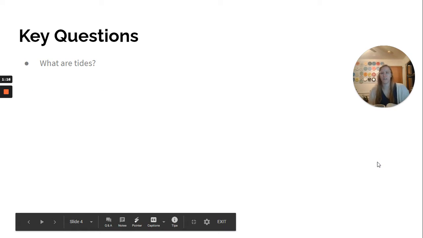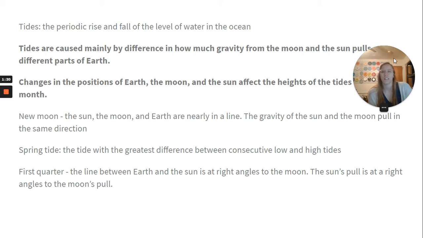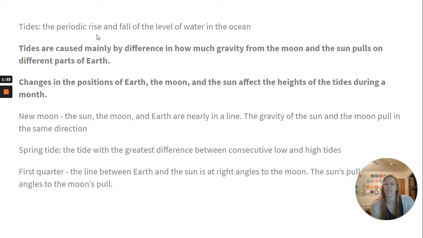So one key question, what are tides? Tides are the periodic rise and fall of the level of water in the ocean. Tides are caused mainly by difference in how much gravity from the moon and the sun pulls on different parts of Earth. Changes in the positions of Earth, the moon, and the sun affect the heights of the tides during a month.